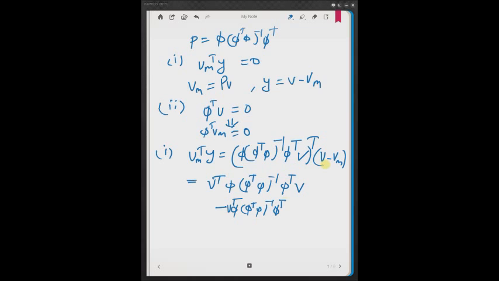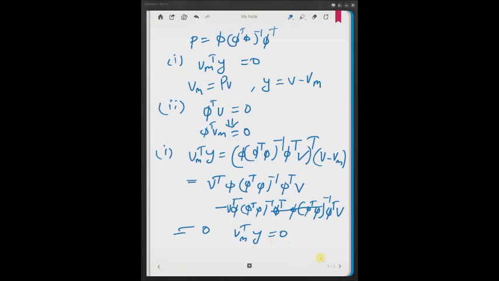and then again we have another PV, that is Vm is actually equal to PV, that is again phi multiplied by phi transpose phi whole inverse phi transpose V. You see, these two cancel out, so we are left with the same thing as the first term, which is equal to 0. Hence Vm transpose y equal to 0.